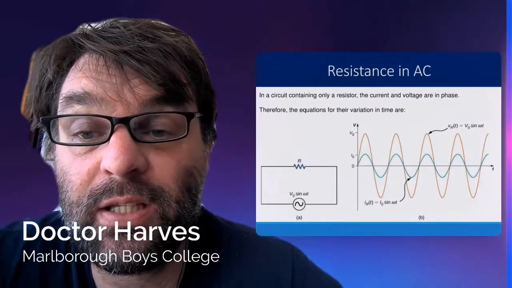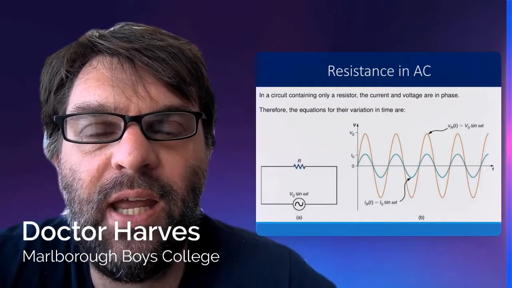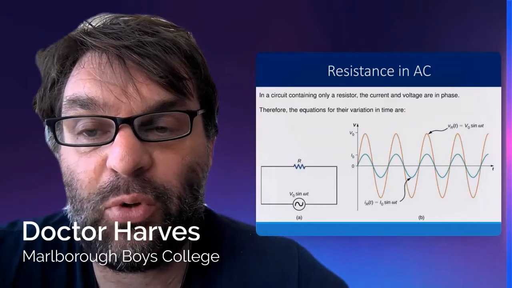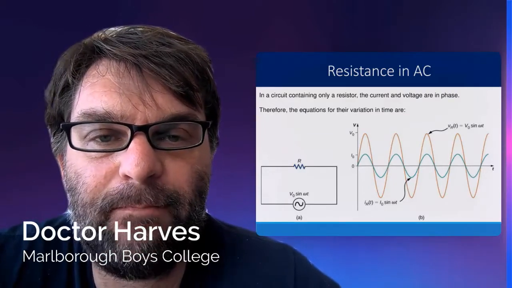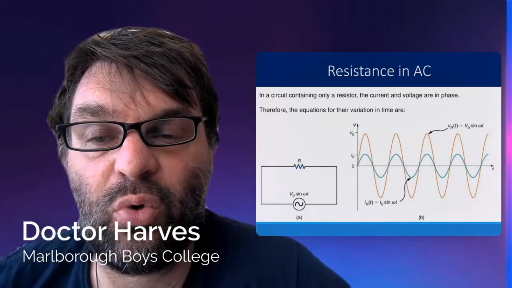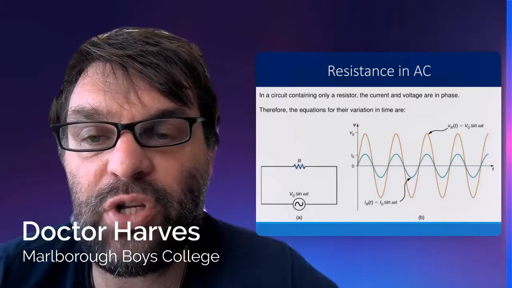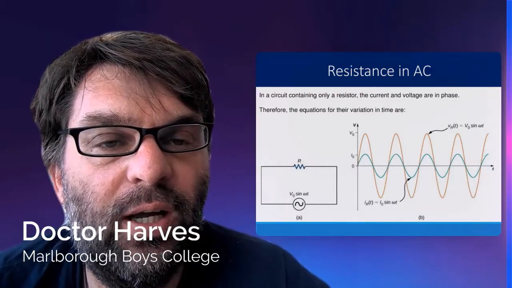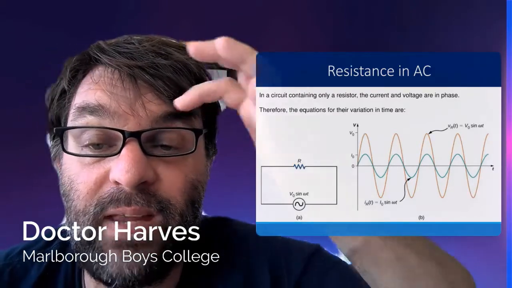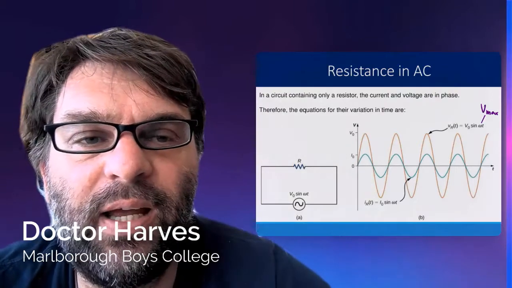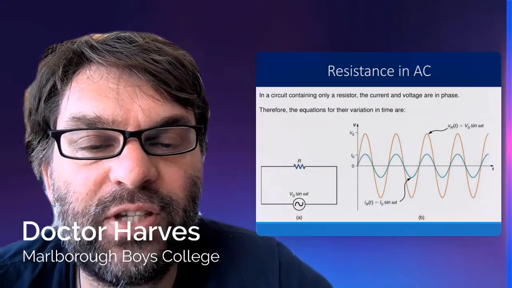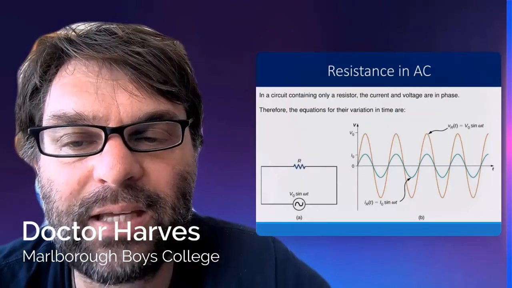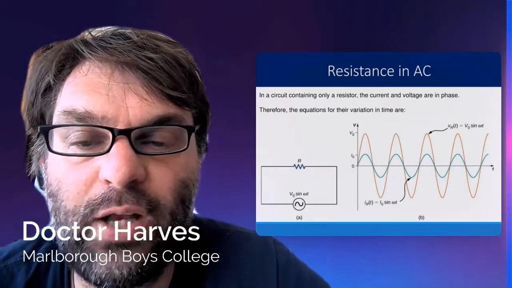So in terms of resistors as components in AC, in a circuit containing only a resistor, the current and voltage are in the same direction. They're known as being in phase. Therefore, to work out the current or voltage at a particular point, we can use the equations for rotational motion. The voltage across the resistor at a point in time will be V max or V naught, just interchangeable there, sine omega t. And the same for the current going through the resistor at any particular point will be I max, seen here as I naught, sine omega t.